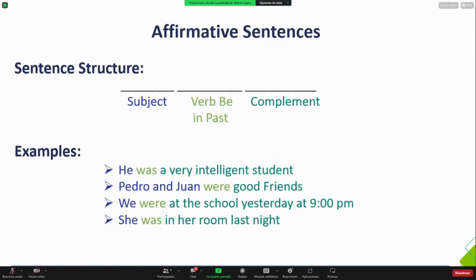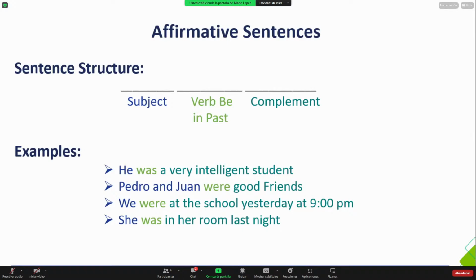Okay, let's start with the affirmative sentences with simple past plus verb be or verb to be. The sentence structure is the subject, the verb be in past, and the complement. La estructura de la oración para las oraciones afirmativas es sujeto, subject, verb be in past, que ya vimos que es was or were, and a complement. We have some examples of affirmative sentences.